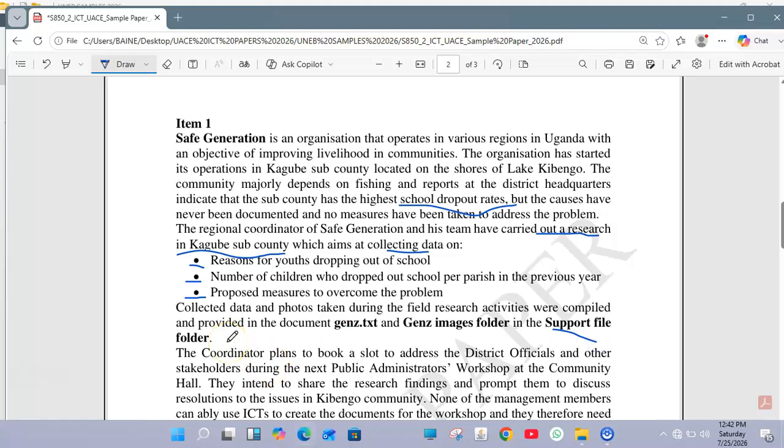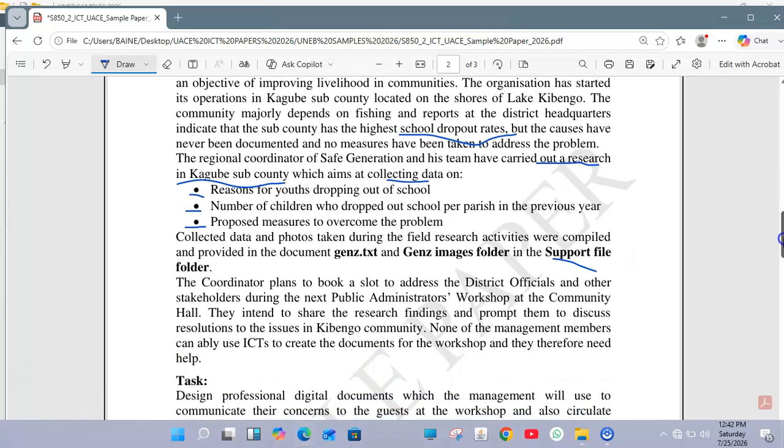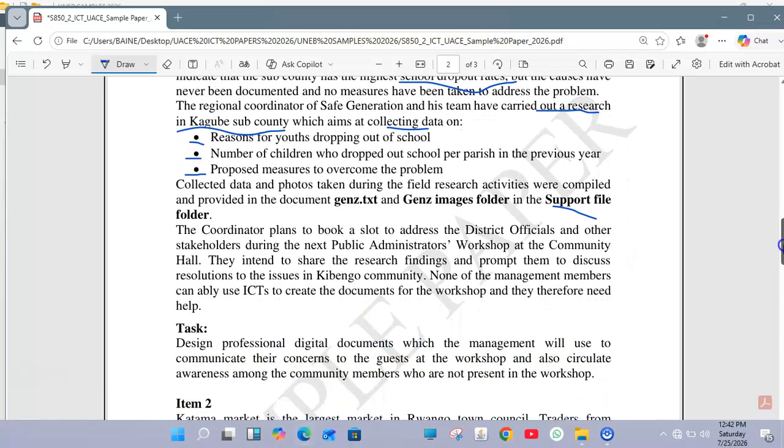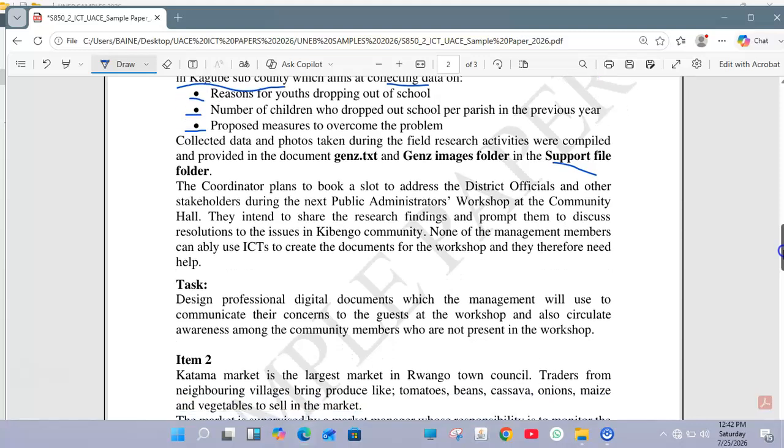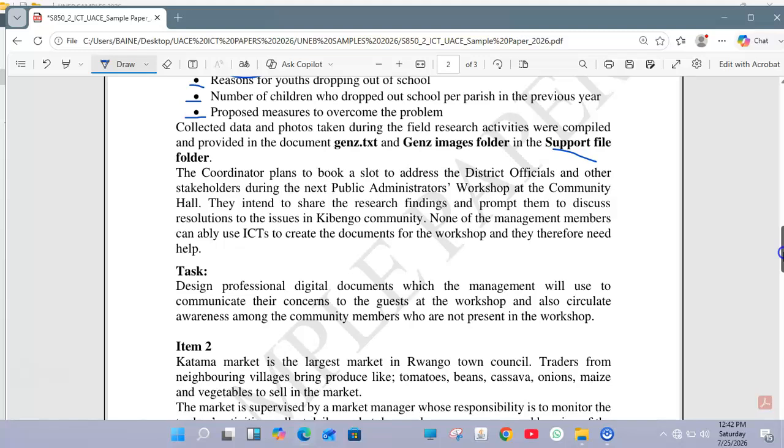They're saying the coordinator has planned to address the district officials and other stakeholders during the public administrators' workshop at the community hall. They intend to share the research findings and prompt them to discuss resolutions to the issues in the Chivengo community. None of the management members can use ICT to create documents for the workshop, and they therefore need help.